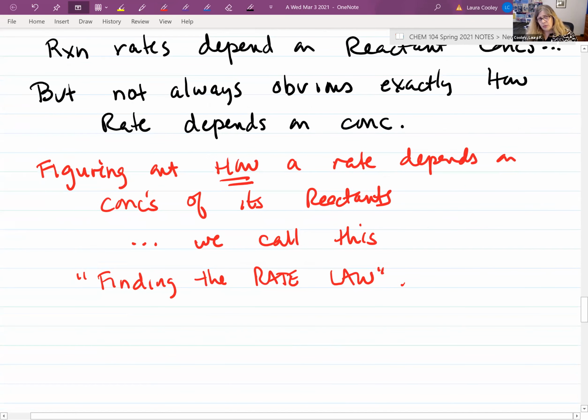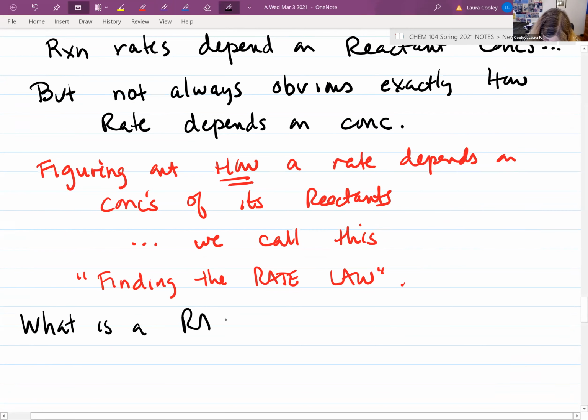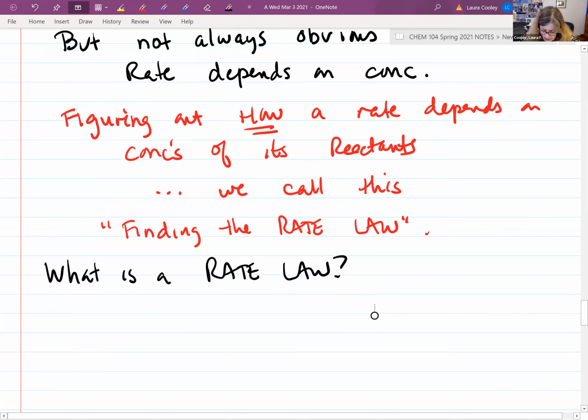Okay, so the next thing we're going to look at is how do you find a rate law? First of all, what is a rate law? That's the first thing I'd like to talk about. So what is a rate law? Well, let's take the hypothetical reaction A plus B goes to product.